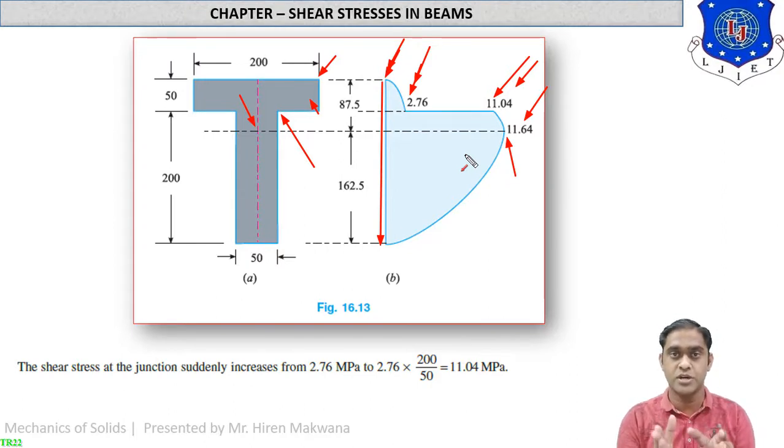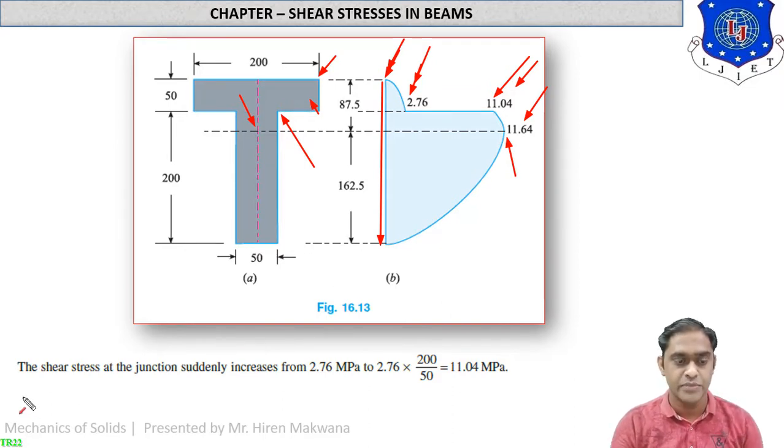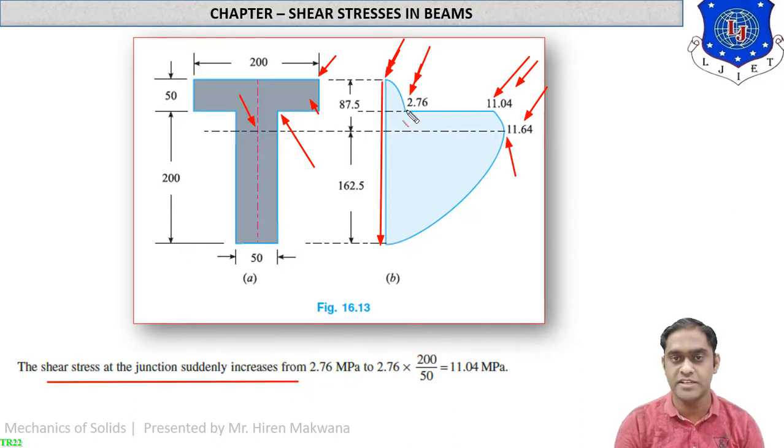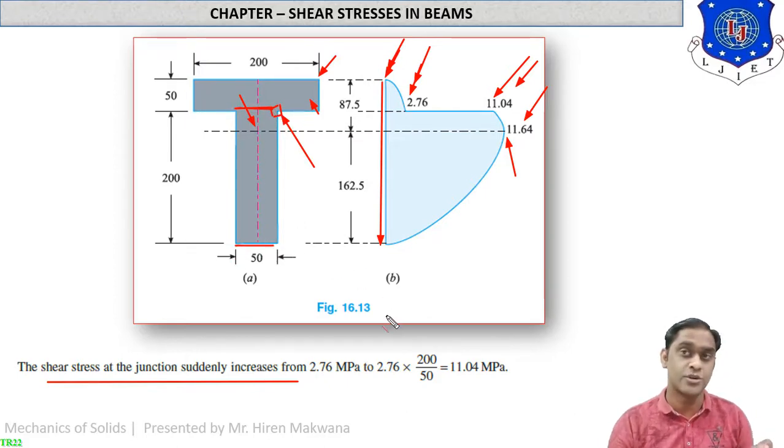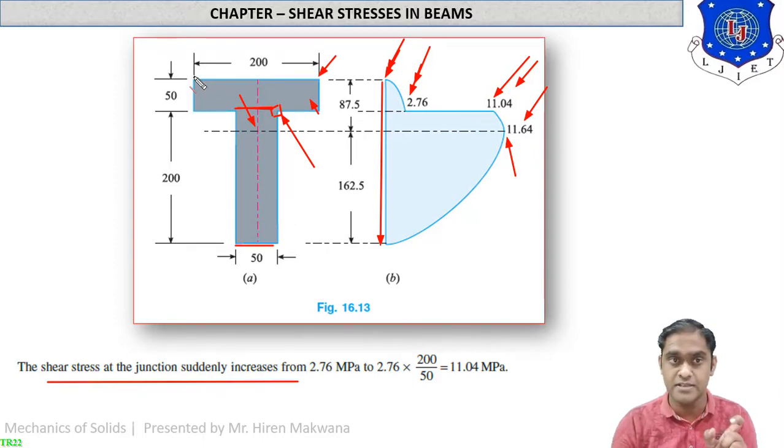This is the shear stress distribution diagram, which you have to compulsorily draw in your answer sheet. Now looking over this, you can find that the shear stress at the junction suddenly increases, at this corner. At this corner, the width will be taken as the inside width, which is 50. So you just have to put the ratio. How should the ratio be replaced over here? Like this.